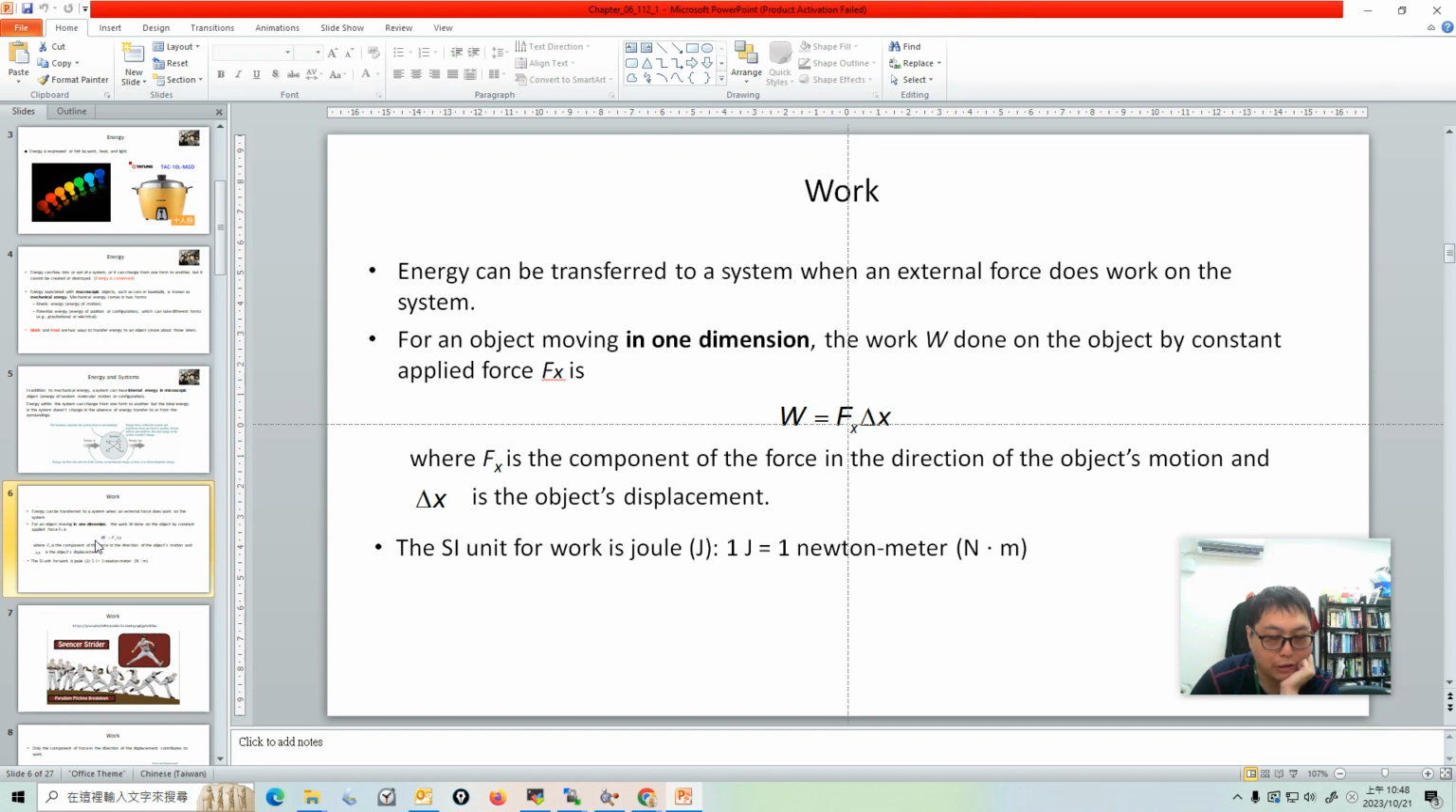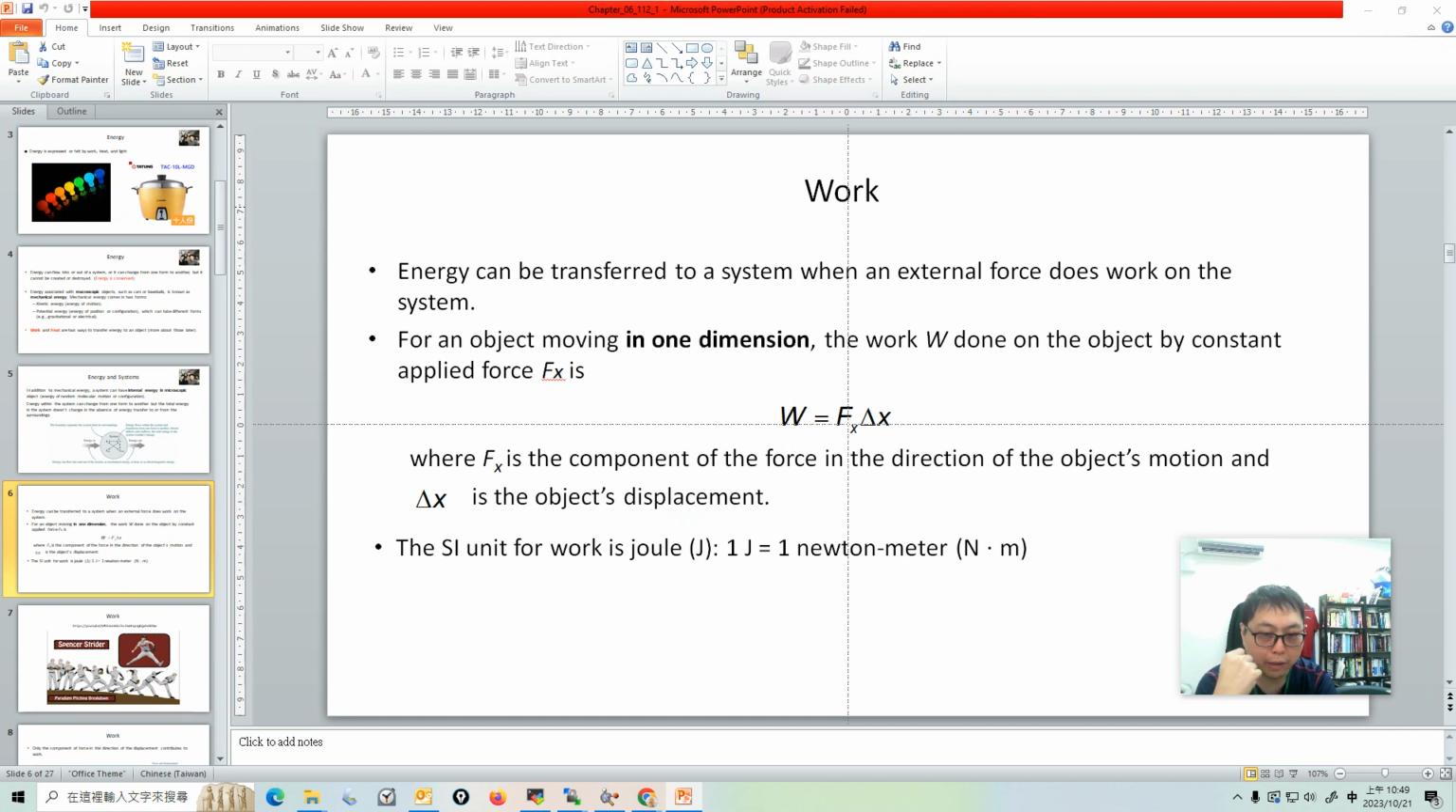Let's read the description of work. The textbook says energy can be transferred to a system when an external force does work on the system. It's a very academic description, but simply speaking, if you want to add energy into a system or an object, you need to do work. But like I said in the last video, sometimes it can go the reverse way.